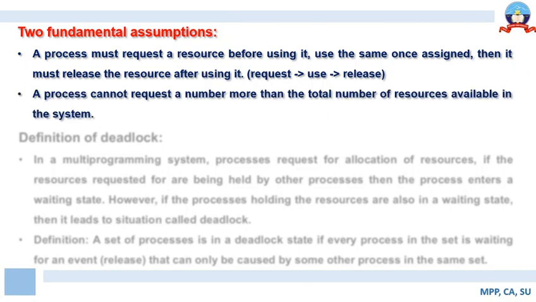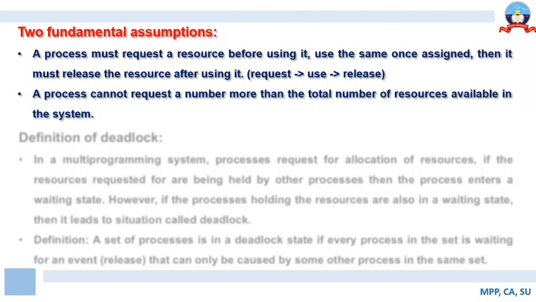The second assumption says that a process cannot request a number more than the total number of resources available in the system. Now this is to be understood in two different contexts. One is the number of resources that the system has. Say, for example, a system has 10 different types of resources. Then a process cannot ask for more than 10 types of resources. That is the first context.